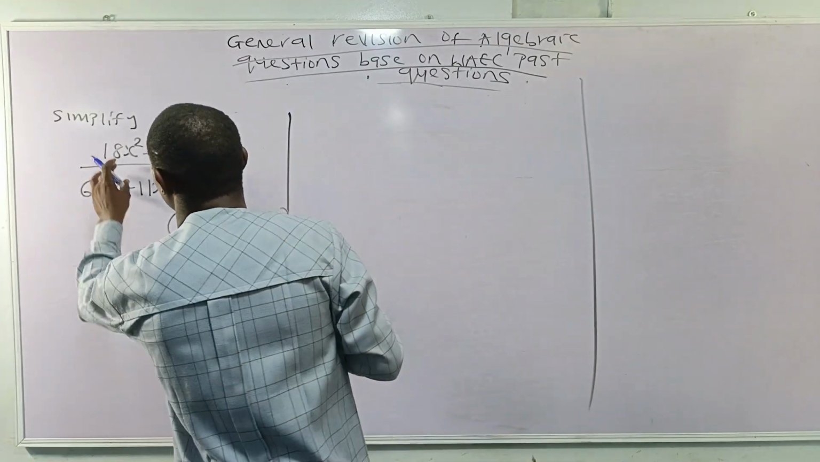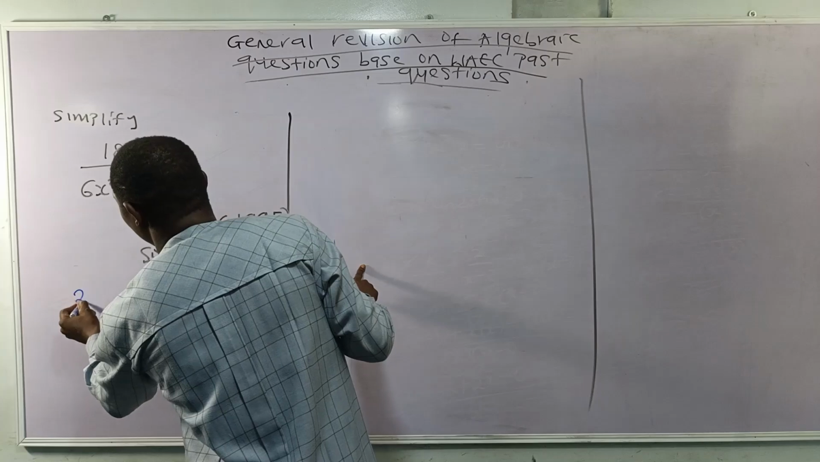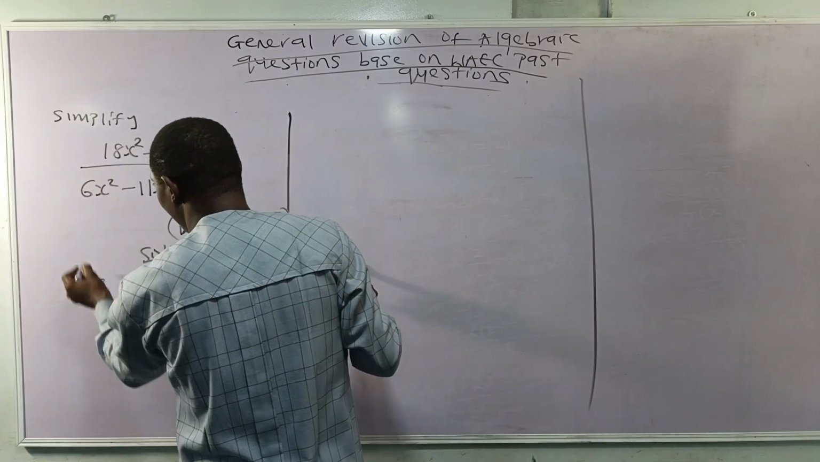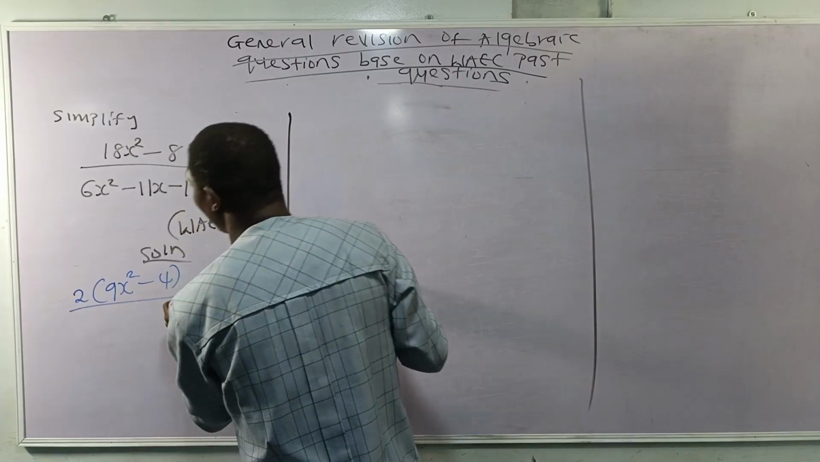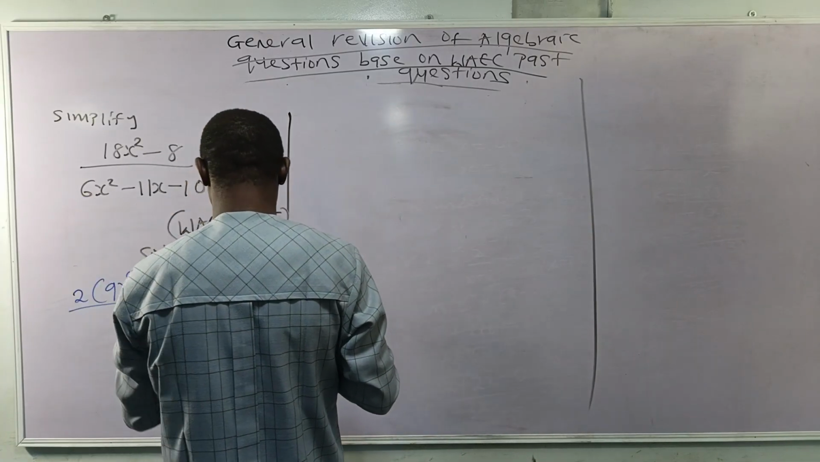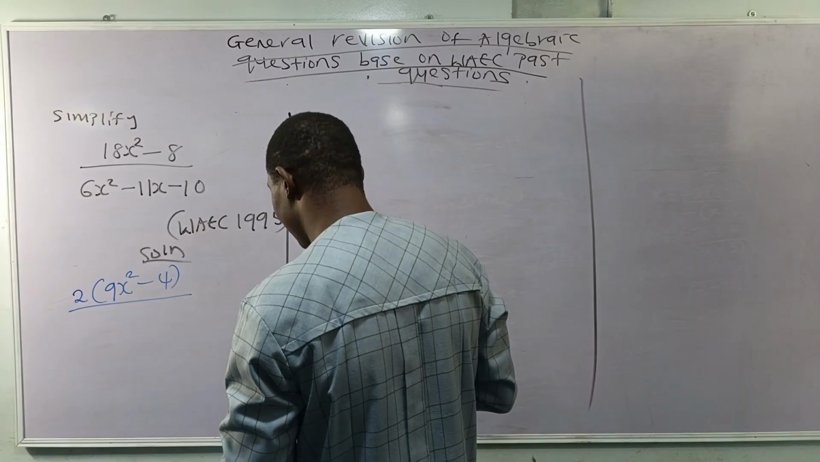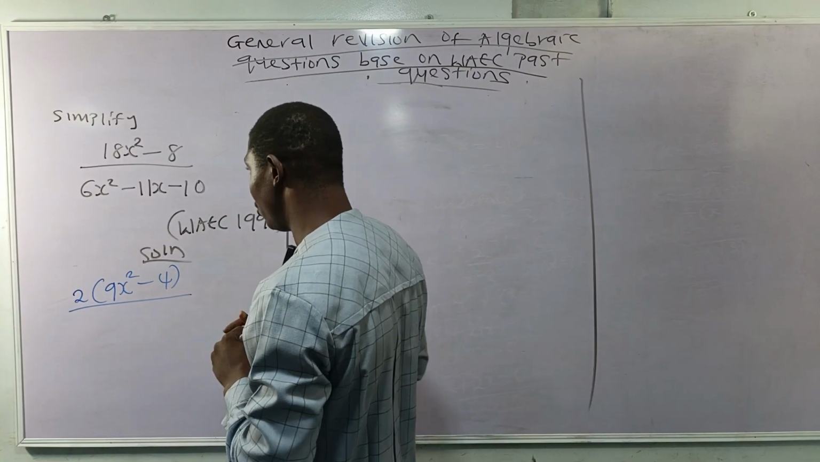So let's see. 18 and 8, 2 is common. So if I bring my 2 out, I'll have 2 divided by 18 will give me 9. Attach my x squared minus 4, all over. For the denominator, we see that our product of roots will be 6 times minus 10, which is minus 60. And 6 and 10 cannot add or subtract to give you minus 11.